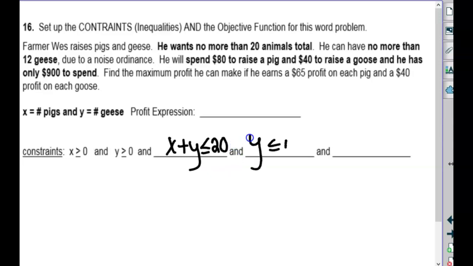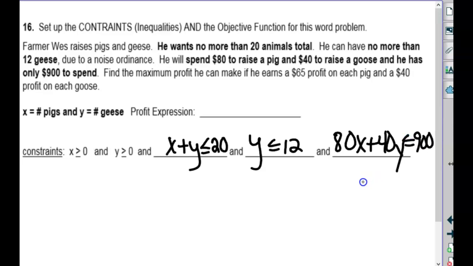Y has to stay less than 12. Due to a noise ordinance. He will spend 80 to raise a pig and 40 to raise a goose, and he has only $900. Okay, is that a constraint? Yep. So 80 per pig plus 40 per goose has to be under $900.